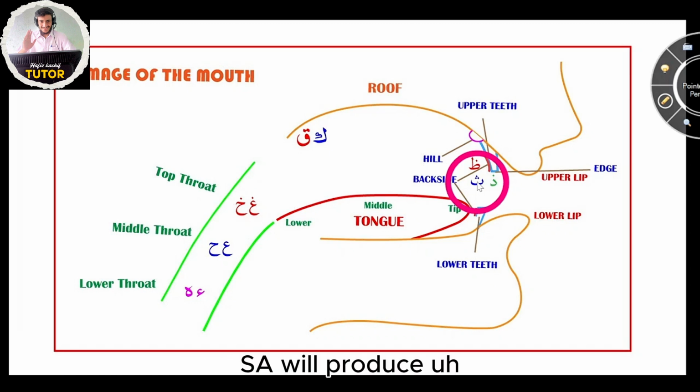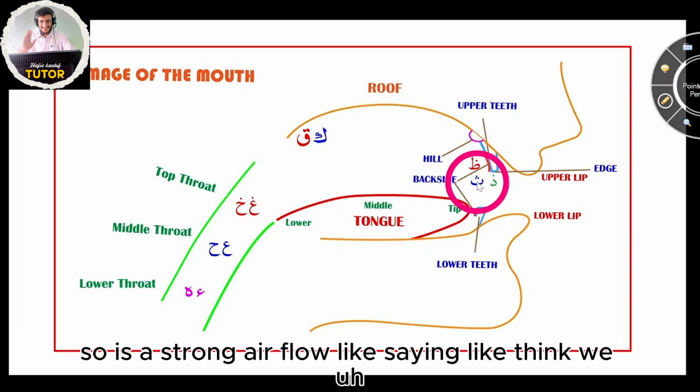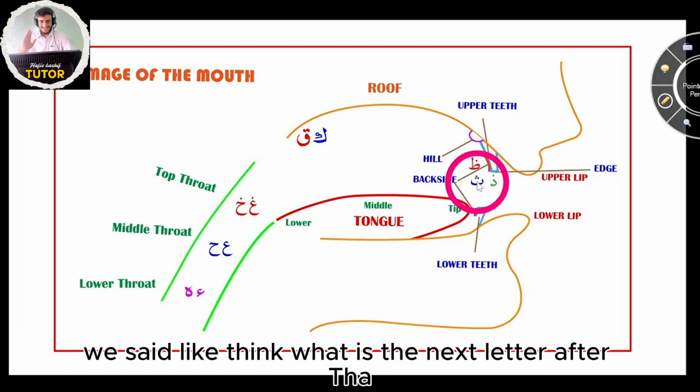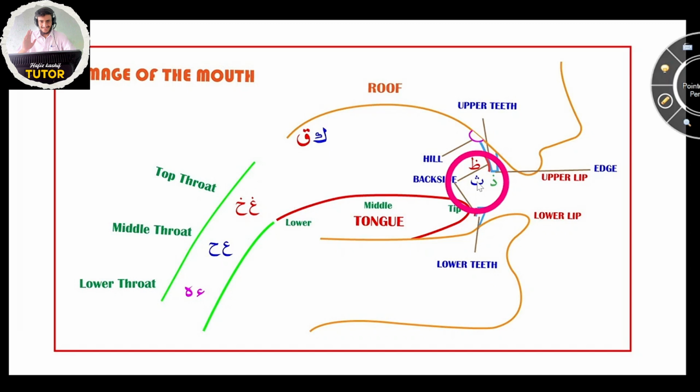Tha will be produced. It is a light letter, no throat tension. A soft, light letter, with strong airflow, like the English word think. What is the next letter after tha? Jim. Let's move on.